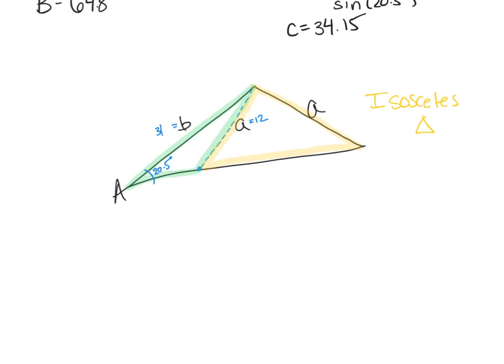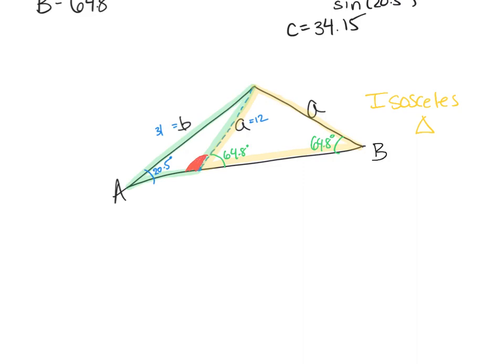Now something we know about isosceles triangles is that their base angles are also the same. So when we look back, this angle B right here, we found that to be 64.8 degrees. That's something we already found. But if that's true, that means that this angle right here is also 64.8 degrees. But I don't want that angle. I want this angle right here because it's actually inside of the triangle.